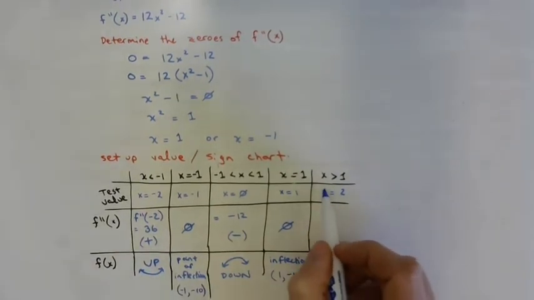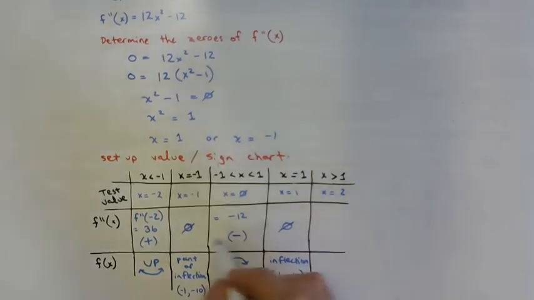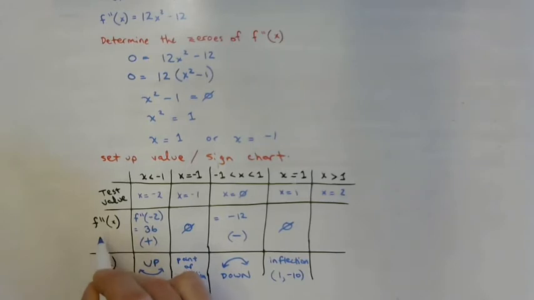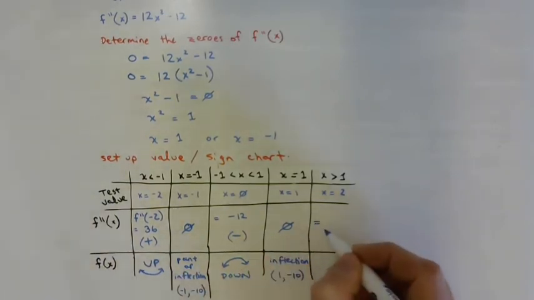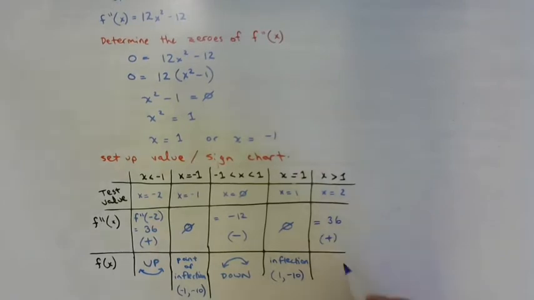And for our interval to the right of +1, our test value is x equals 2. Sub that into the second derivative function. We end up with a value of 36, which is positive, which tells us that we are concave up.